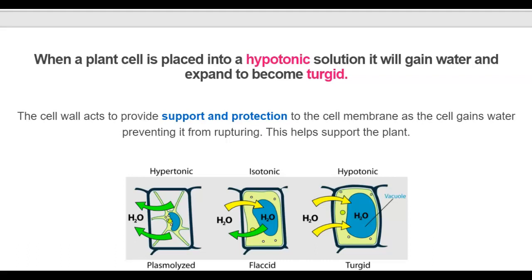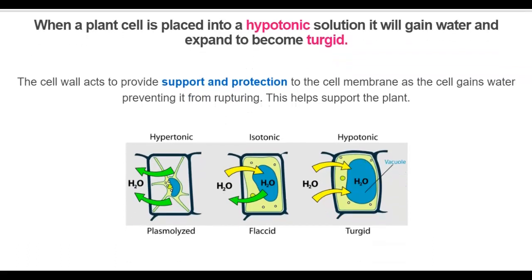Okay, on the other hand, when a plant cell is placed in a hypotonic solution, it will gain water and expand to become turgid. They don't burst because of the cell wall. That provides support for the cell. So the cell wall acts to provide support and protection to the cell membrane as the cell gains water, preventing it from rupturing. This helps support the plant.